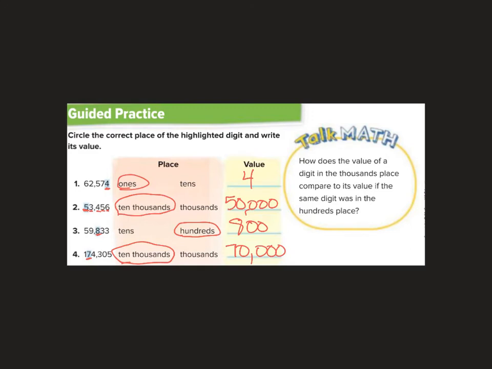So how does the value of a digit in the thousands place compare to the value of the same digit if it was in the hundreds place? So it would be 10 times larger. Right? If we have the ones, tens, hundreds, thousands, so if I put a 2 here and multiplied it by 10, then it would go here. So it'd be worth 2,000 instead of 200. Okay, next one.